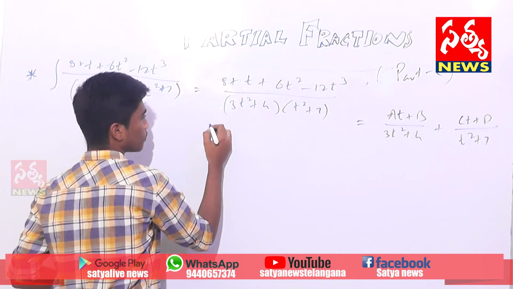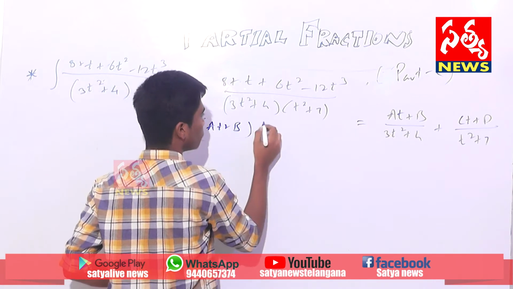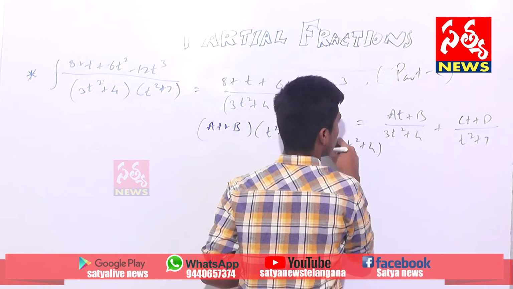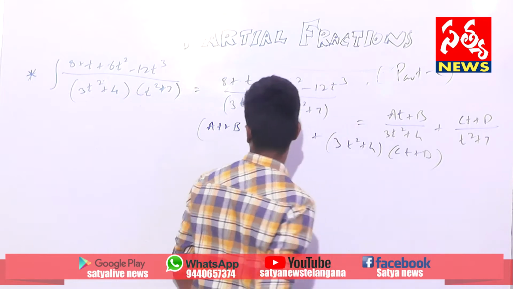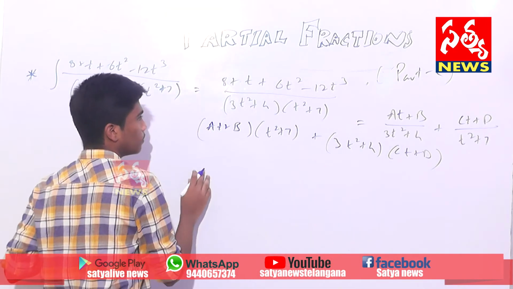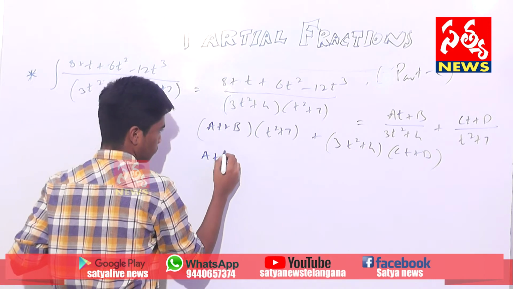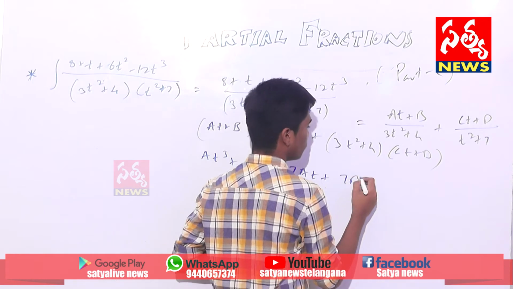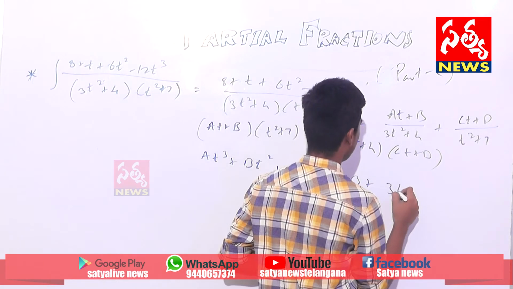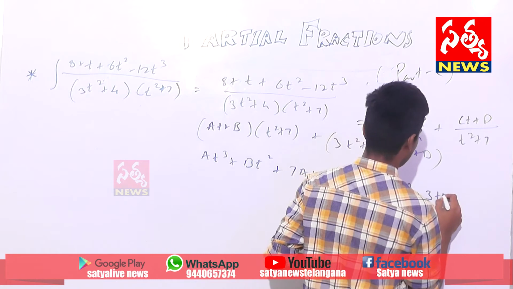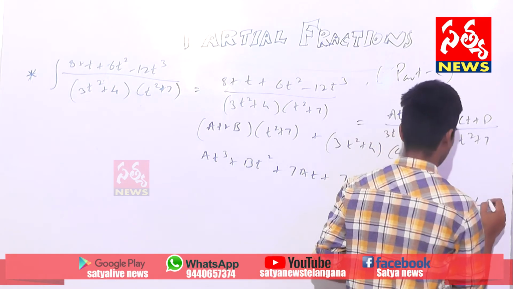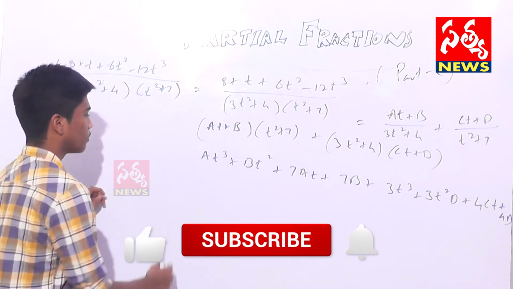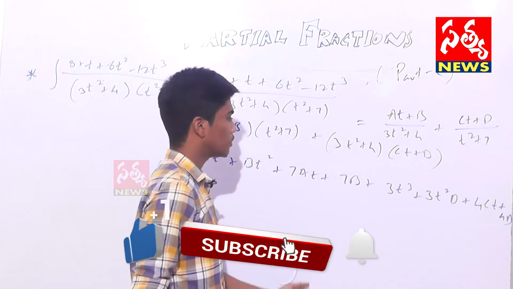Now solve it. At plus B into t square plus 7 is equal to 3t square plus 4 into Ct plus D. Multiply it, so that At cube plus Bt square plus 7At plus 7B, plus 3Ct cube plus 3t square D plus 4Ct plus 4D. Now make it simplified.